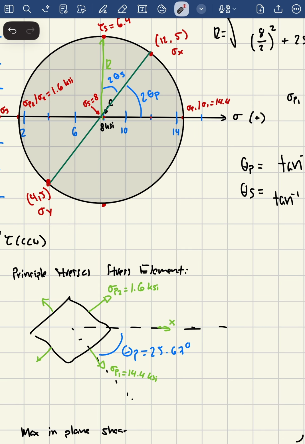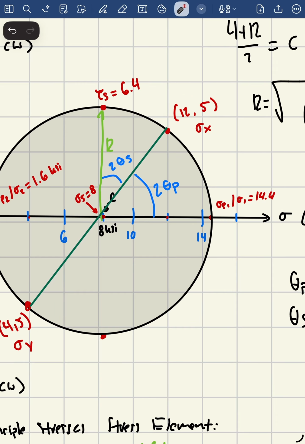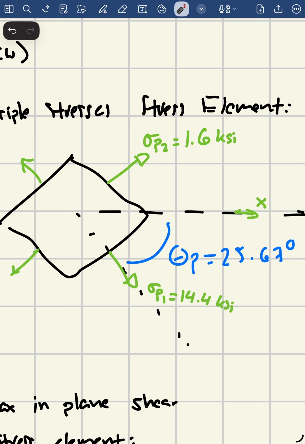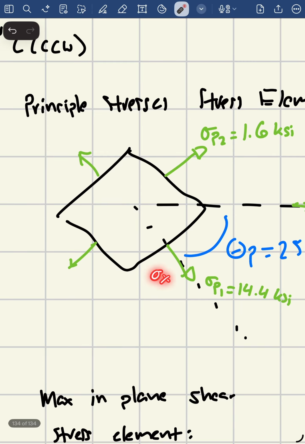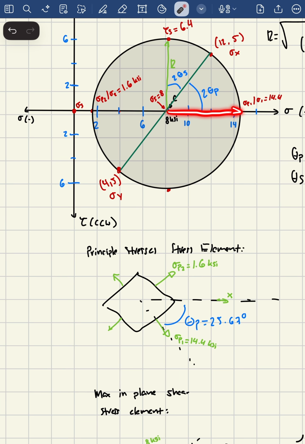Now, how to know which direction they're acting? Here from the beginning, this 12 is associated with sigma x. As we rotate this direction, this sigma x becomes sigma p1, that first principal stress we found. And this sigma y, as we rotate clockwise, becomes that principal stress 2 of 1.6. So this actually represents the sigma y value associated with sigma x. That's how you know which direction they're acting. And because this now falls on the x-axis, there is no shear stress. So that is the stress element for a principal stress.